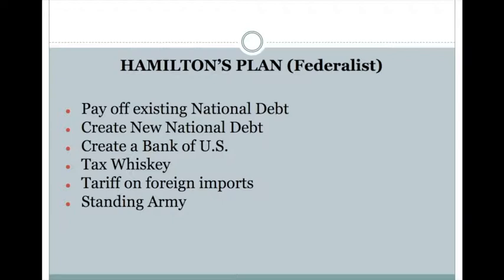Hamilton wanted to create a new national debt to replace the old national debt. And the new national debt would include interest-bearing bonds to creditors. And these are bonds that only the wealthy could afford. Hamilton wanted to create a Bank of the United States, which was a private corporation. And that bank would hold public funds, issue banknotes, make loans to the government, and provide profits to stockholders.